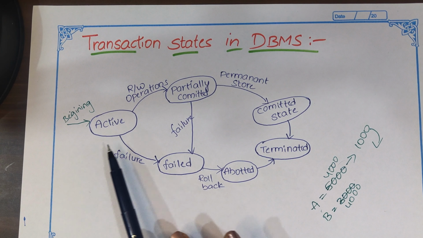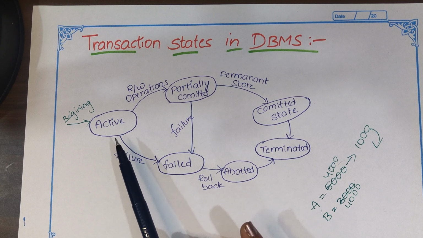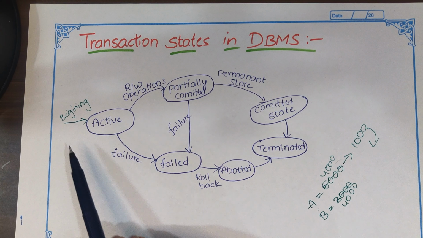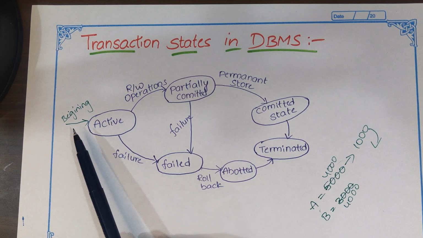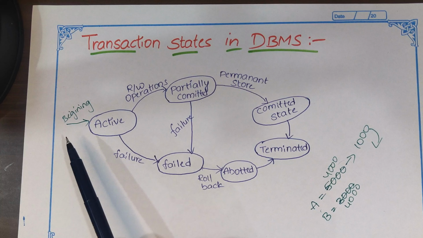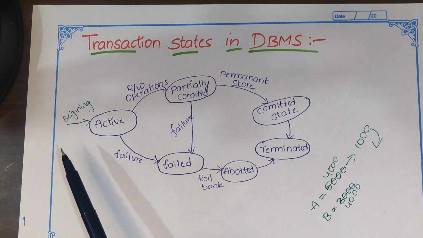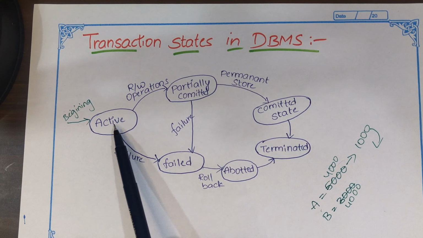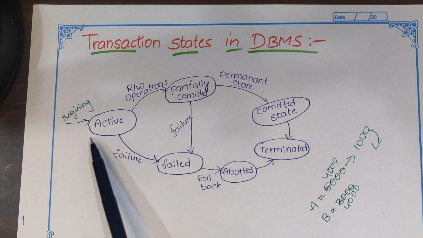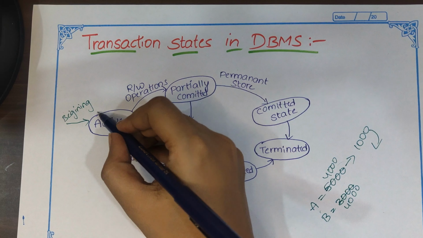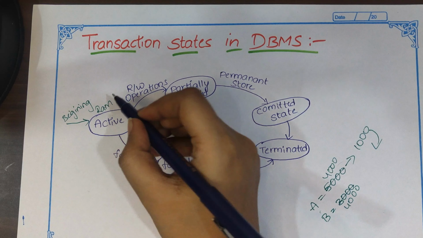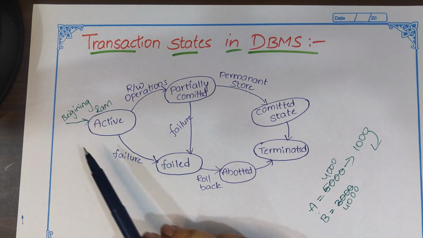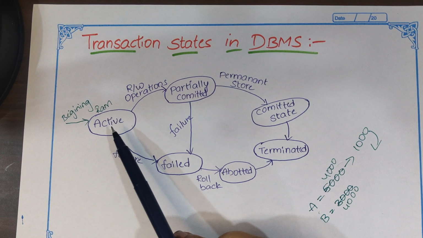Beginning the transaction takes it to the active state. In this active state, whatever things we are willing to do, like transferring the amount, debiting, crediting, all of these happen in the active state. Here all the data will be in the RAM only. No data will be stored in the hard disk. Only temporary details will be stored in the RAM.